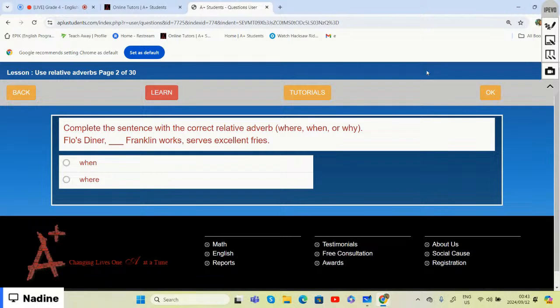All right, so the next one says Flo's Diner. Do we say when or where Franklin works serves excellent fries? Do we say Flo's Diner when Franklin works or where Franklin works serves excellent fries? Which one is correct? Option one, when he works, or option two, where he works?